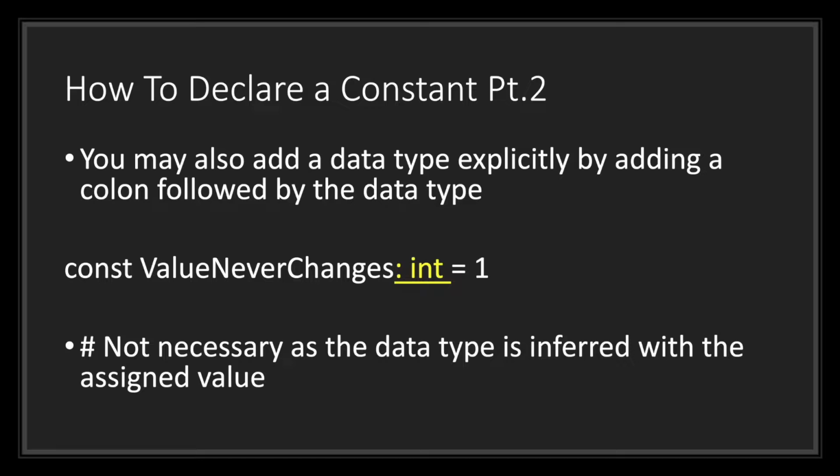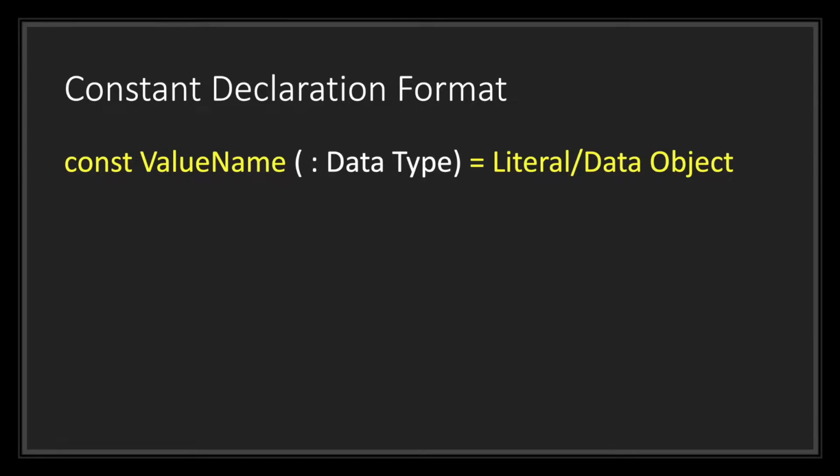Assigning a data type to a constant is not necessary, as the data type is inferred from the assigned value. Basically, a constant declaration format looks like the following. You have the keyword const followed by a unique name for the constant with the option of a data type, but this must be followed by an equal sign symbol followed by a literal or data object. Everything in yellow is required, while everything in white in the parentheses is optional.